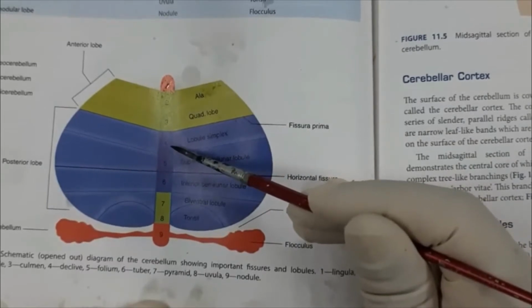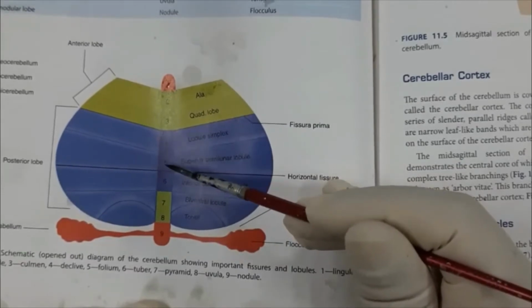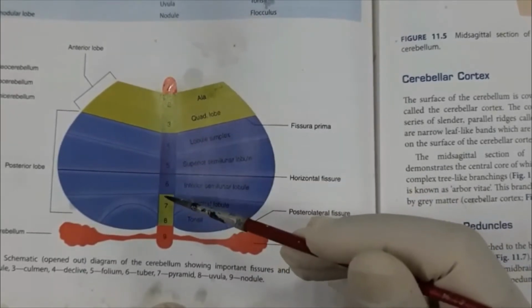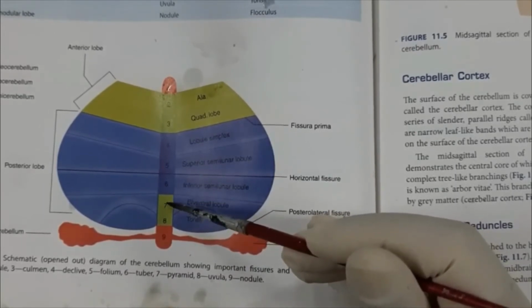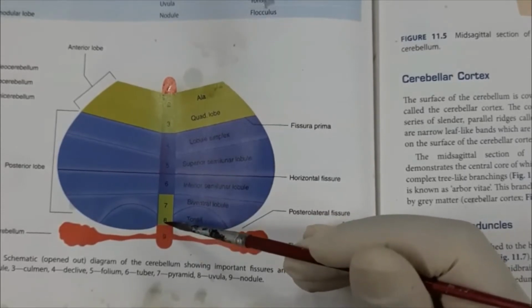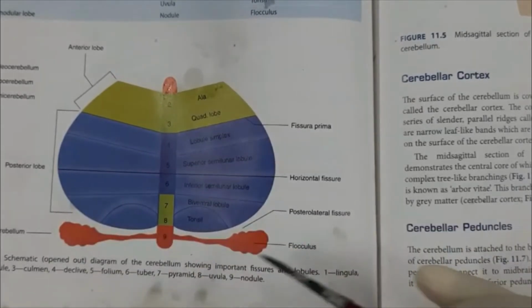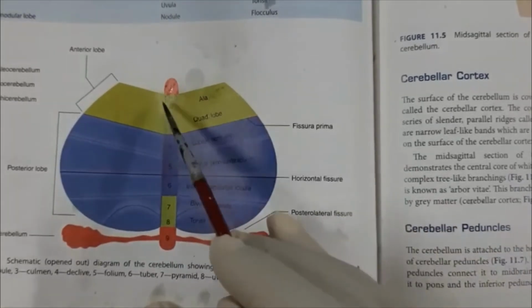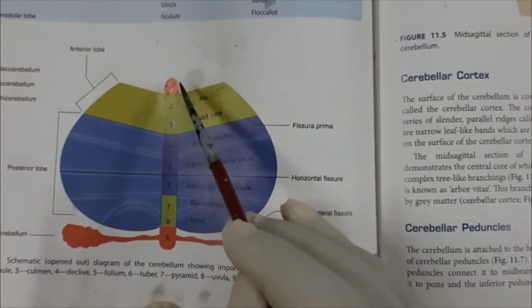Number 4 part of this vermis is called the declive, and then number 5 is folium. You have to remember these names, though they are not that very important. Number 6 is the tuber. Then 7 is pyramid, 8th is uvula, and 9th is the nodule. That's why it is called flocculonodular lobe, because this is flocculus and this is nodule.